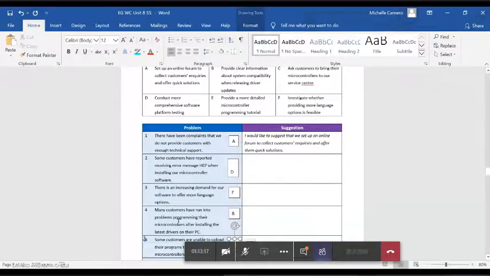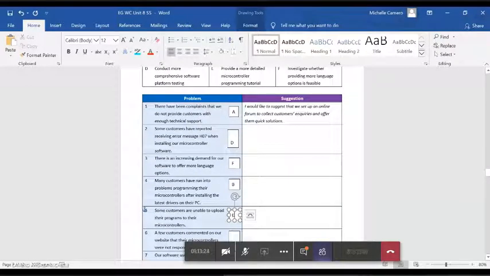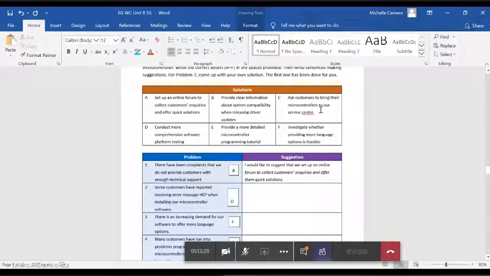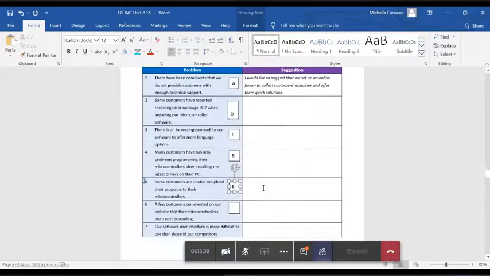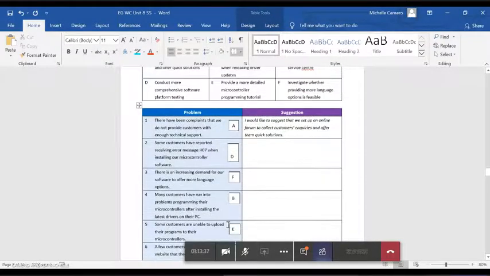Okay. And so then that means the last one, a few customers commented on our website that their microcontrollers were not responding. The last one then must be C, ask customers to bring their microcontrollers to our service center, because that's the only one that has not been used. Don't worry about 7, they want you to think of your own solution, so we'll do that in a minute.